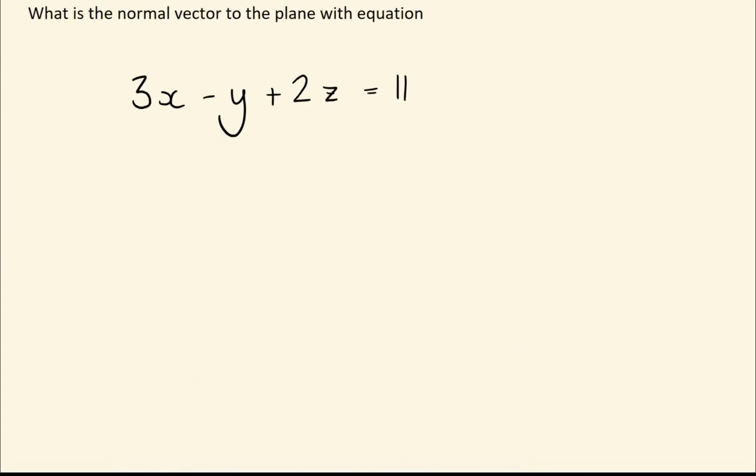Okay, so we just said that for this equation you have a normal vector of 3, minus 1, 2. And more precisely, the whole equation would be that.